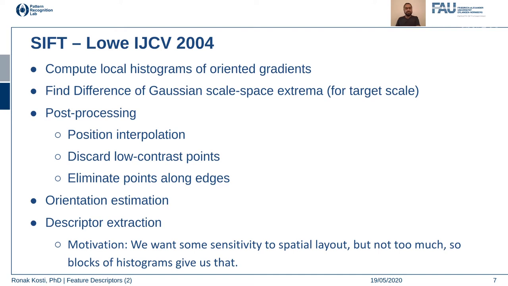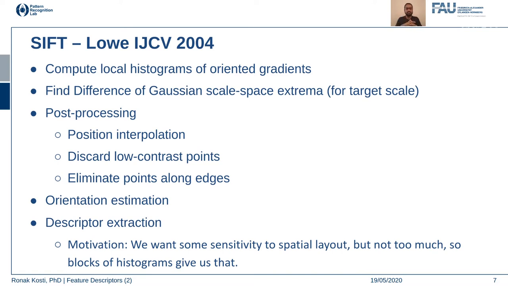So what is SIFT? SIFT is a scale invariant feature transform. The whole pipeline is called a scale invariant feature transform. There are multiple steps to it. First, we compute the local histograms of oriented gradients. We will come to that later on. And then we find difference of Gaussians in different scale spaces, taking the scale where we detect the maximum value of the feature point, and that becomes our target scale. And then we do some processing steps, including position interpolation, and we also discard some low contrast points, which we consider to be outliers.